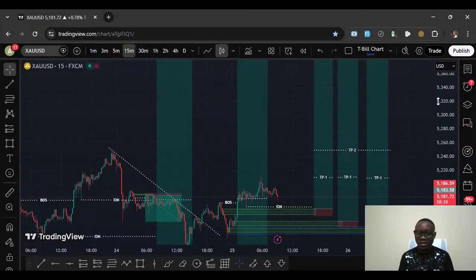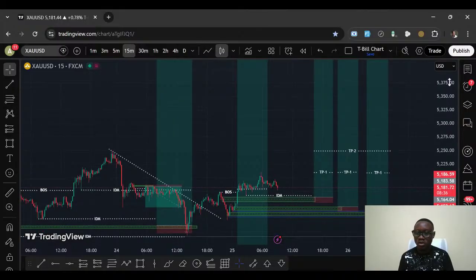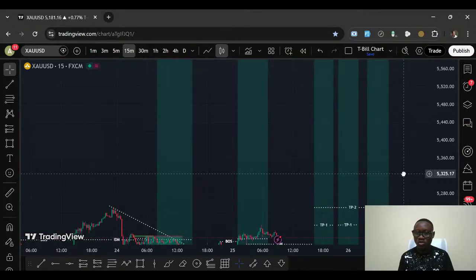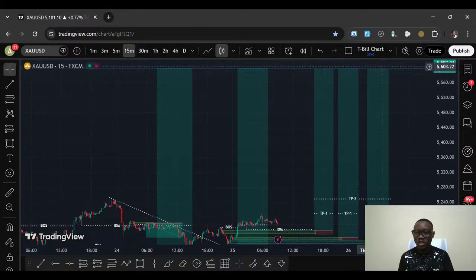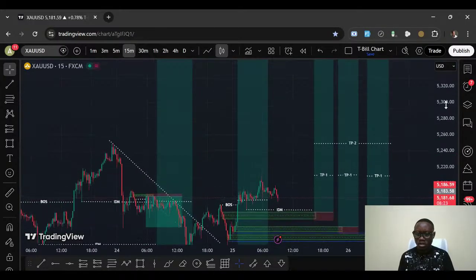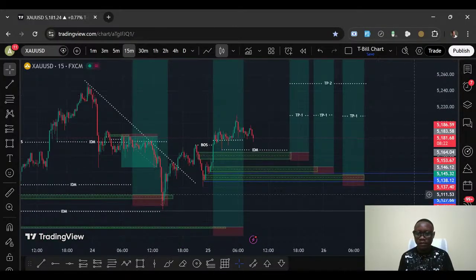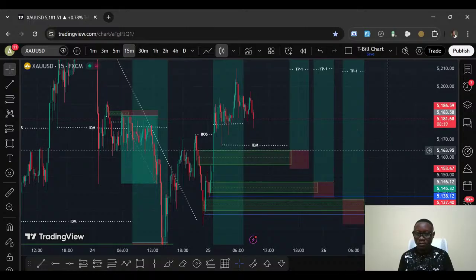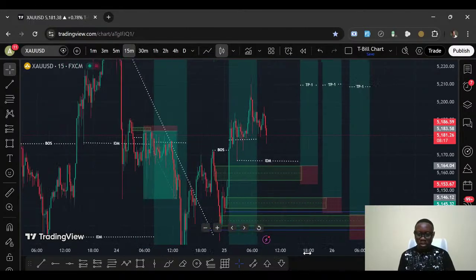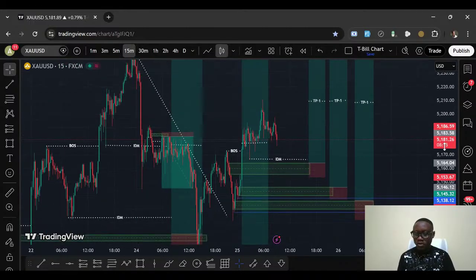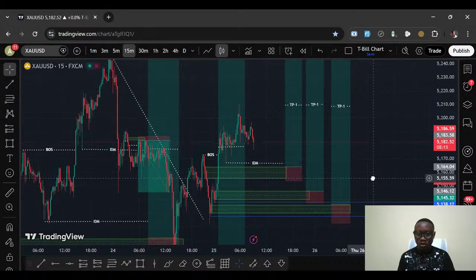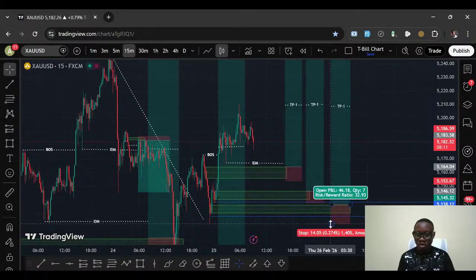Then you allow the remaining trade to run to full TP, which is this. These are full TP for gold. All right, so that is that. So this is my analysis for gold for today. We'll observe price action around these zones and take our trades accordingly.